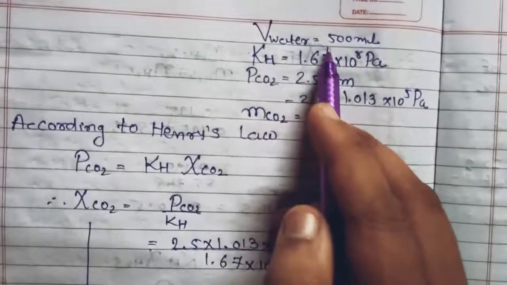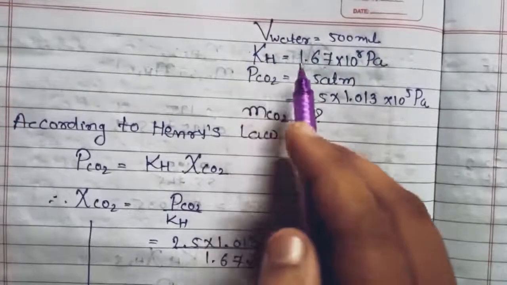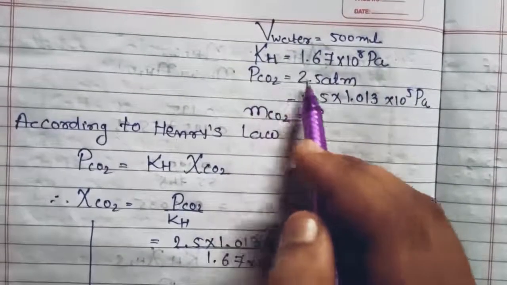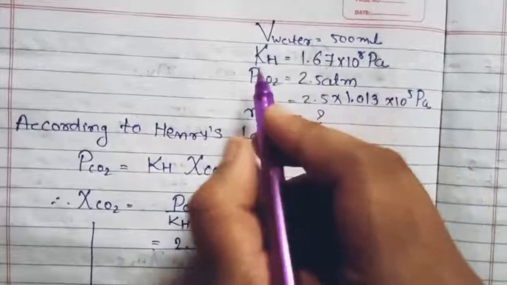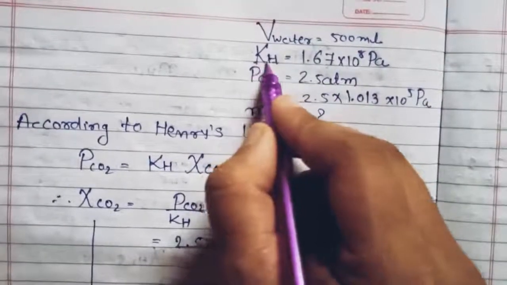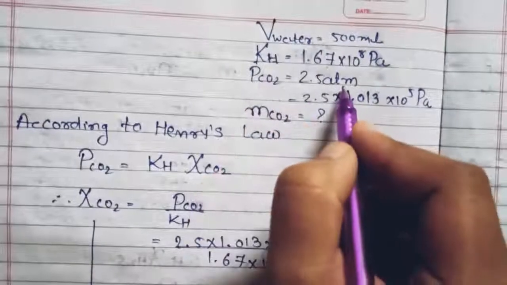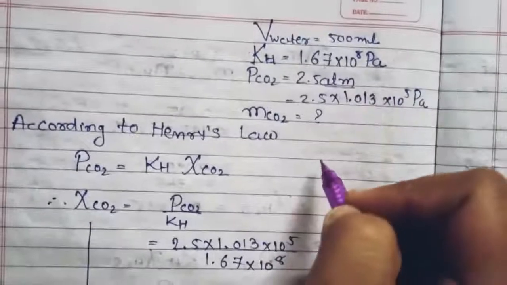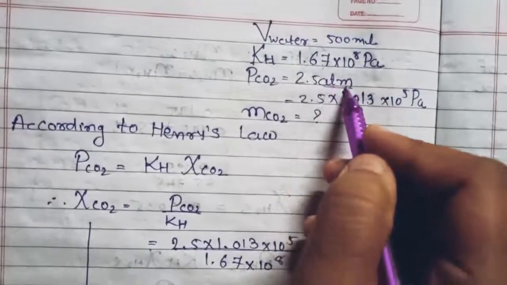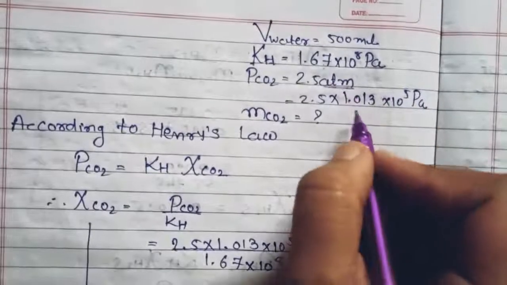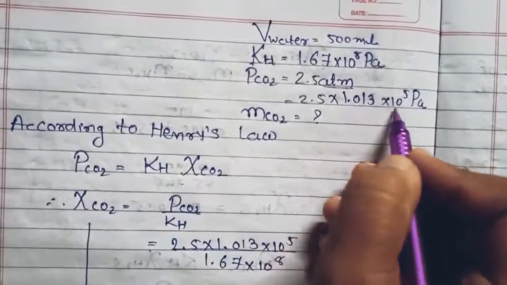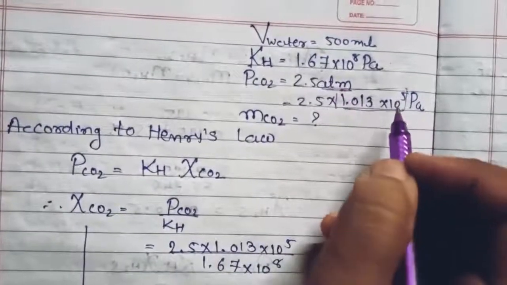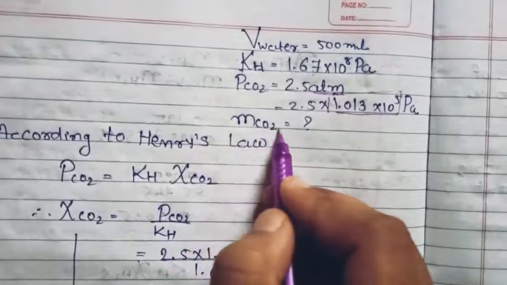So first write the given data. Volume of water is 500 ml. The value of KH is 1.67 into 10 to the power 8 Pascal. Pressure of carbon dioxide is given as 2.5 atm. Here you can see that the unit of KH is in Pascal and pressure of carbon dioxide is given in atm. So first of all we have to make the units the same. For that we have to convert atm into Pascal, and for that we multiply by 1.013 into 10 to the power 5. Right, so that atm will be converted into Pascal.